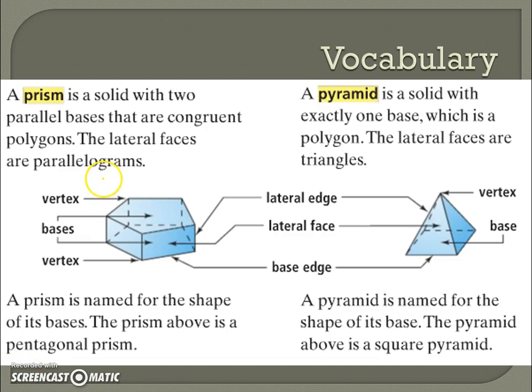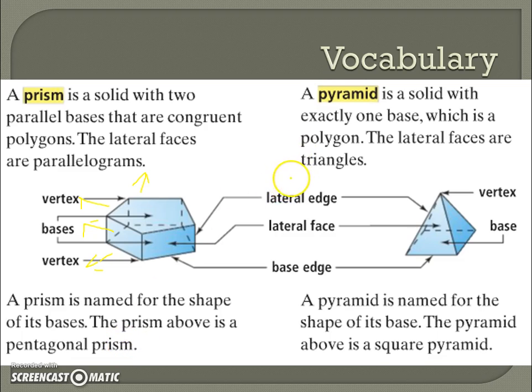All right, so a prism is a solid with 2 parallel bases that are congruent polygons. The lateral faces are always parallelograms. So here is a base that is congruent to this base right here, and they are parallel, which means if I were to extend this plane off in all directions, and I were to extend this plane off in all directions, these 2 planes would never ever run into each other. That's the way a prism works. A prism is named for the shape of its bases. So this has a 1, 2, 3, 4, 5-sided base, so it's a pentagonal prism.